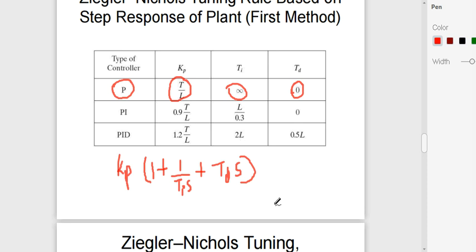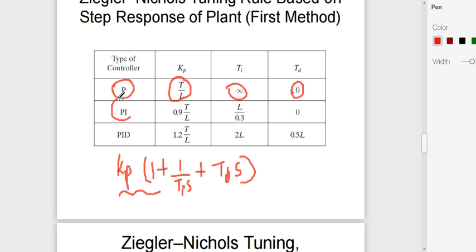This is the general equation of the transfer function of a PID controller, that is Kp plus 1 by Ti into s plus Td into s. In the case of the P controller, the equation consists of only the first term, that is Kp only. We need to adjust only the value of Kp, and the value of Kp is T by L. In the examination we have a curve, find T and L from the curve and then substitute the values here. So we get the P controller.